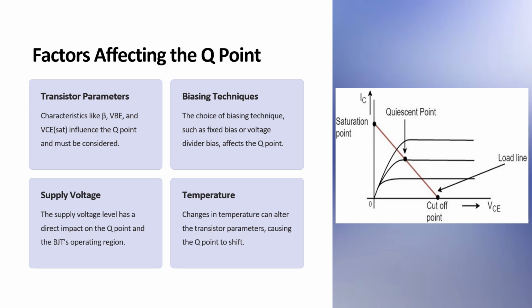Now, the factors affecting the Q point. Transistor parameters: characteristics like beta, VBE, and VCE influence the Q point and must be considered. Biasing technique: techniques such as fixed bias or voltage divider bias affect the Q point. Supply voltage: the supply voltage level has a direct impact on the Q point and the BJT's operating region. Temperature: changes in temperature can alter the transistor parameters, causing the Q point to shift.